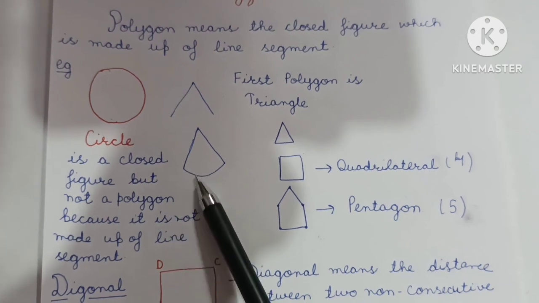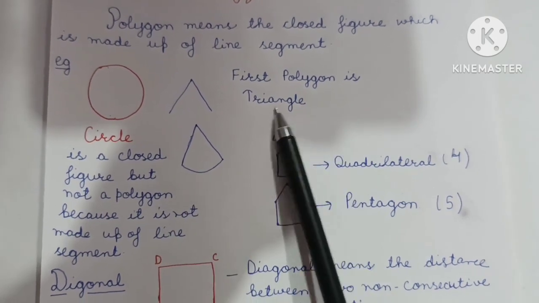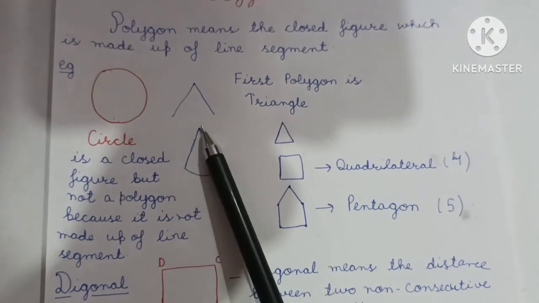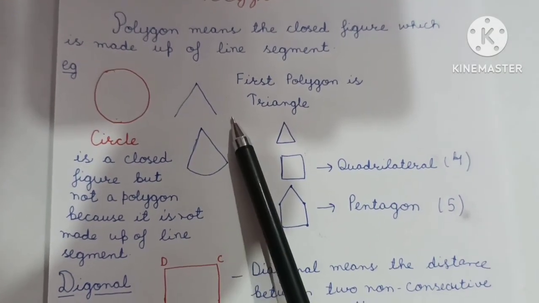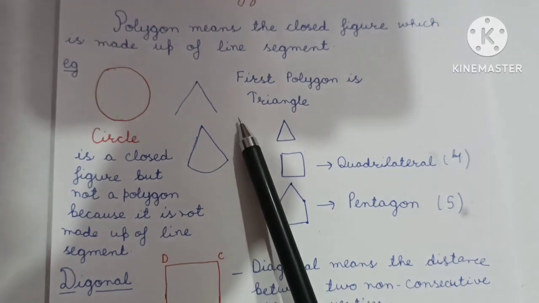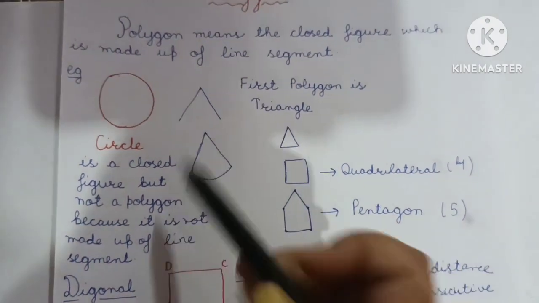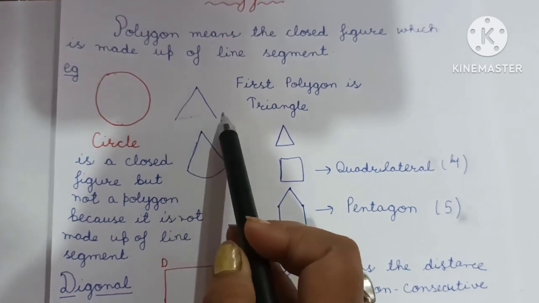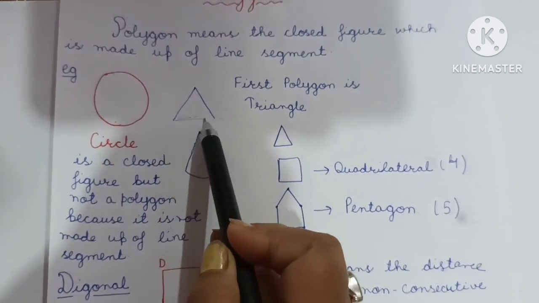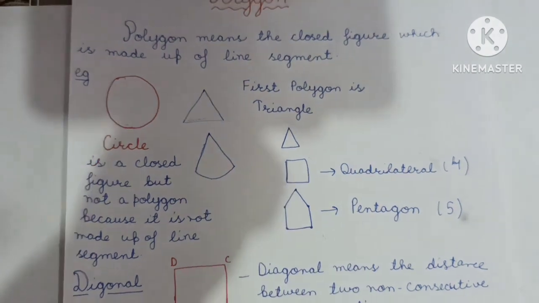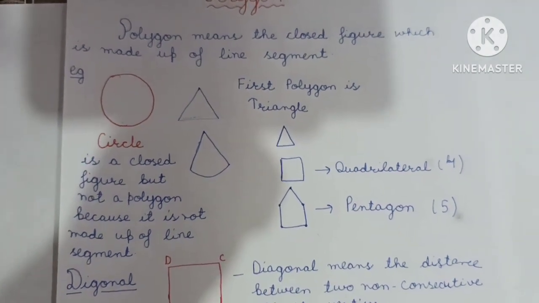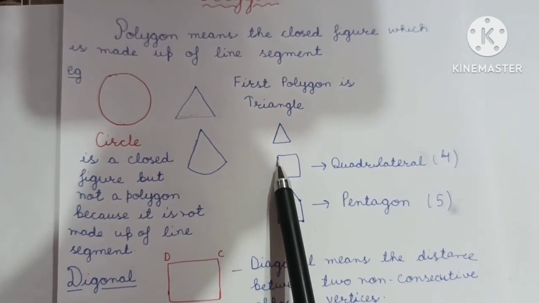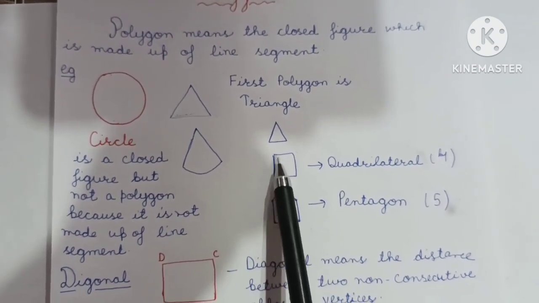So the first polygon is the triangle. Why do we take the triangle as the first polygon? Because if you take two lines, then the figure is not closed. If you join these two vertices by a line, then the figure is a closed figure. So the first polygon is a triangle. It means it is made up of three line segments.